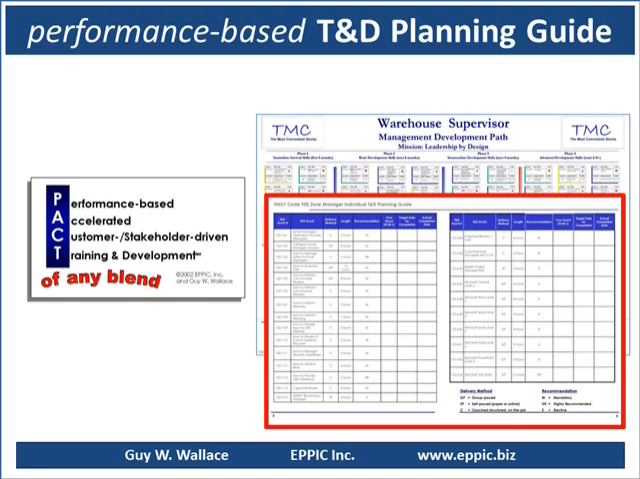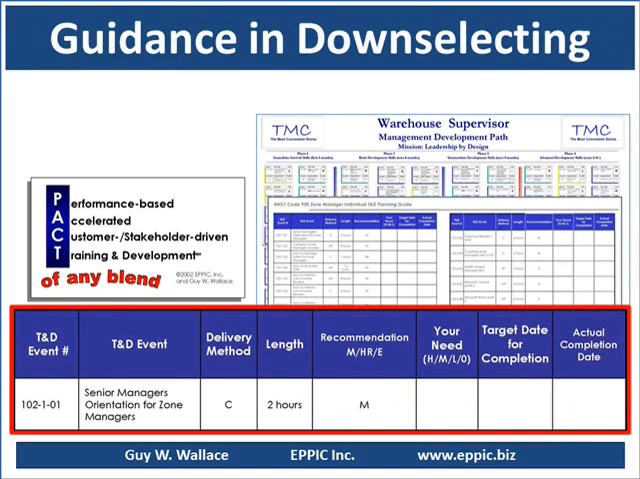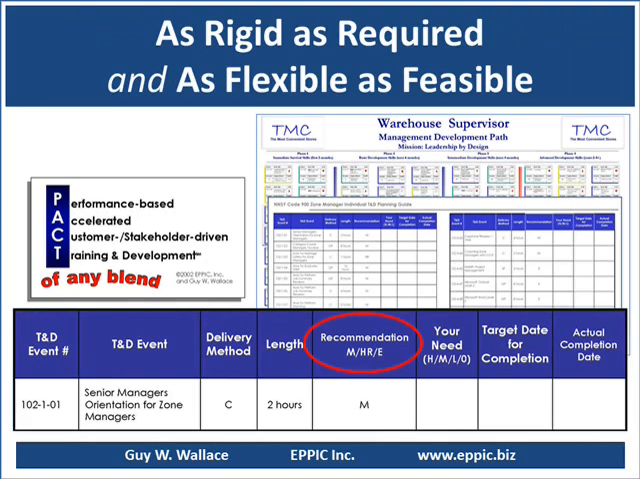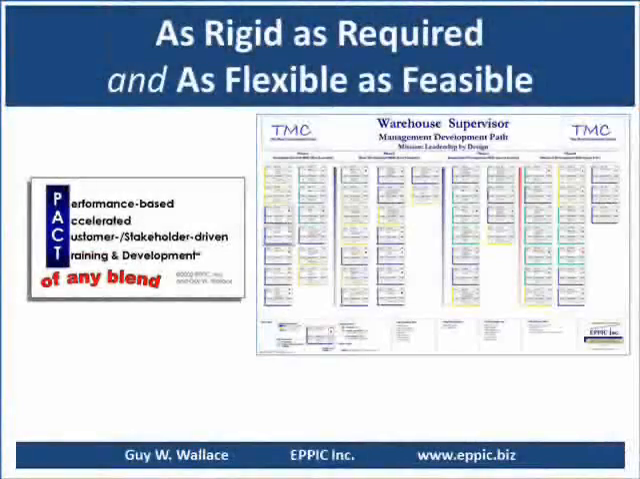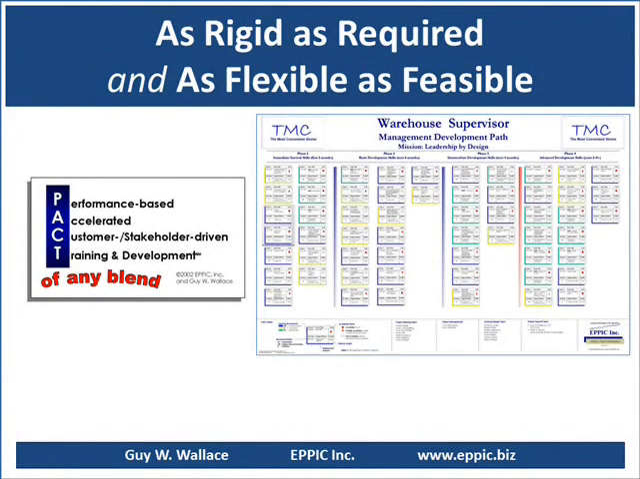What's important is that the path, which represents the totality of the content, both formal and informal, is the planning guide, which enables a focus on and a down select of all of the content of the path to what is appropriate to a specific learner and their performance context. PACT enables scrutiny of all of the content that is recommended or mandated or elective. The intent of the training and development path is to be as rigid as required and as flexible as feasible.